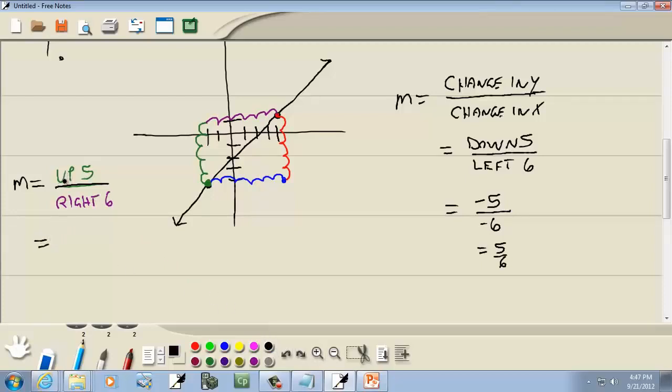Okay, now if we're going up, that means it's positive. So this will be a positive 5. And if we're going right, then that's positive. So we've got a positive 6, which would also give us 5/6.